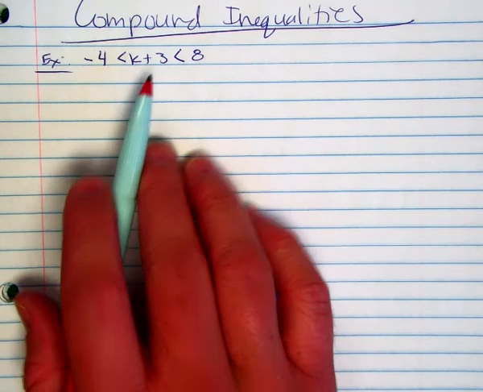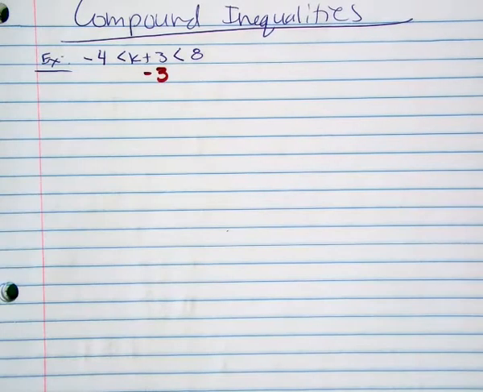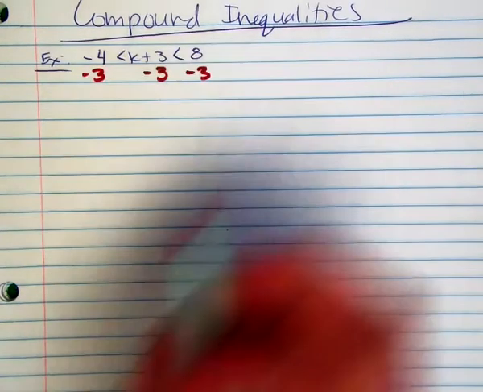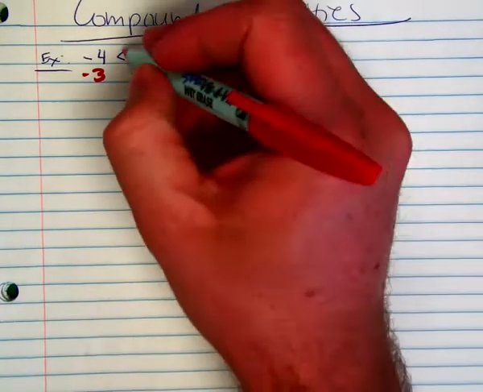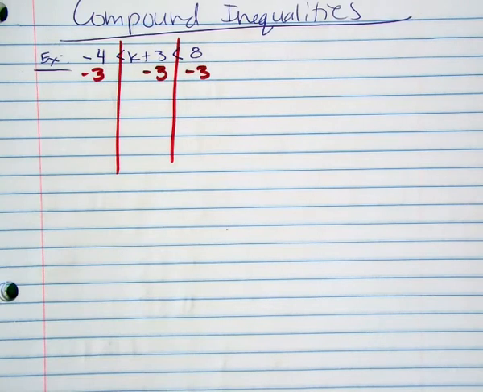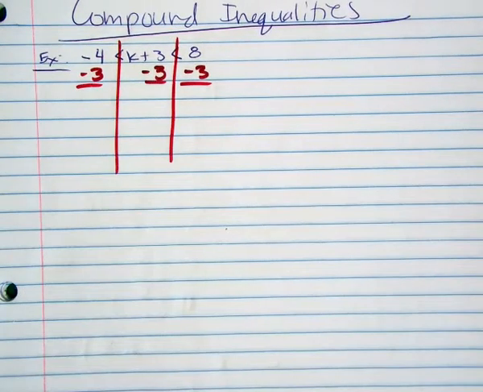Subtract 3 from all sides. Right. I've got to subtract 3 to get rid of the plus 3. But again, whatever you do in the middle, you do to each side. Some people like to draw lines through the inequality symbols so they remember that there are 3 parts to this. Whatever you do in the middle, you do on each side. It doesn't really matter how you set it up, but I'm going to subtract 3 everywhere.